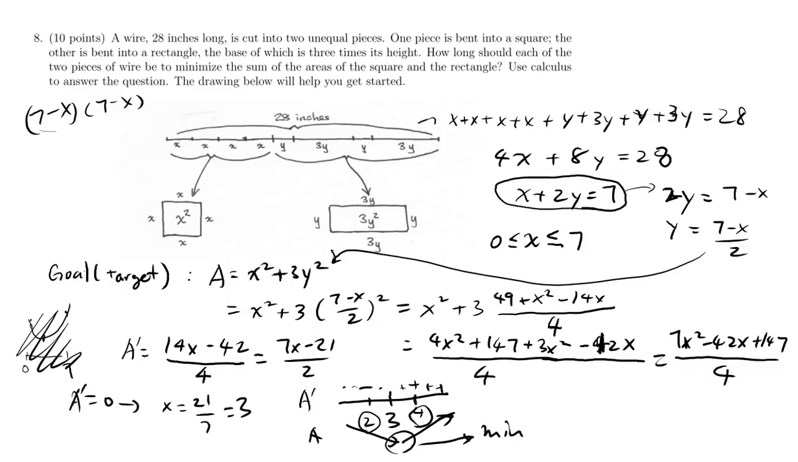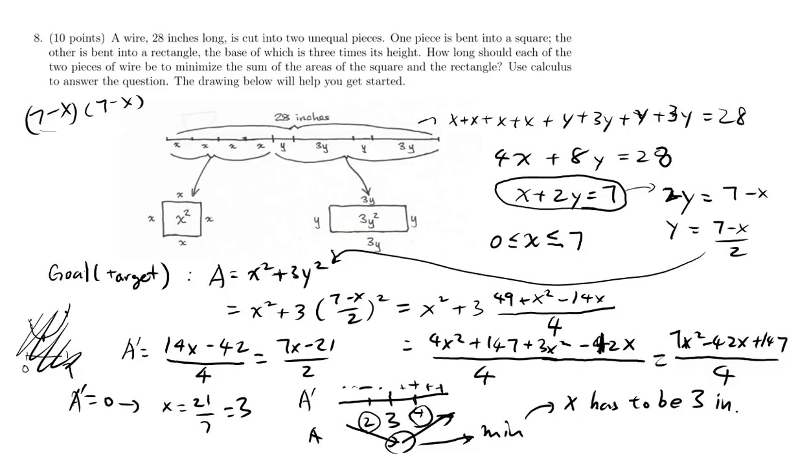And what was the question again? You always have to check for the question. Sometimes they want the minimum area, sometimes they want the minimum value of x and y. Okay, so how long should each of the 2 pieces of wire be to minimize? Because we know it's a minimum, we know that x has to be 3 inches.